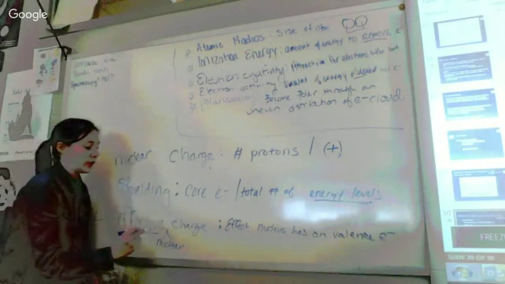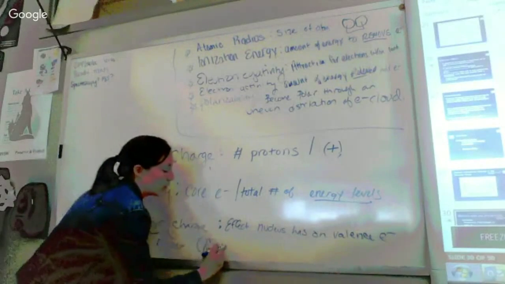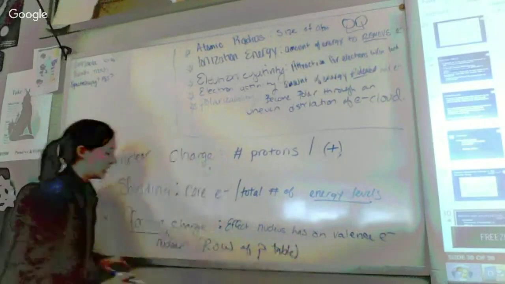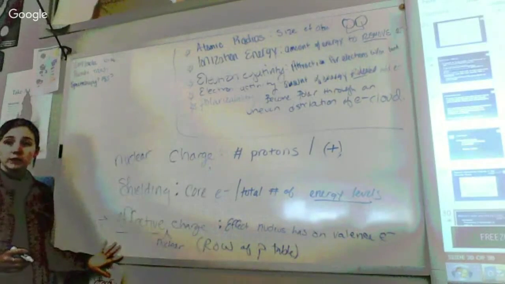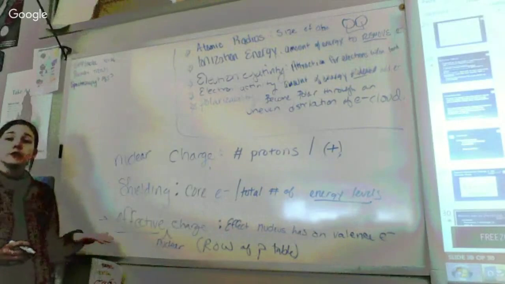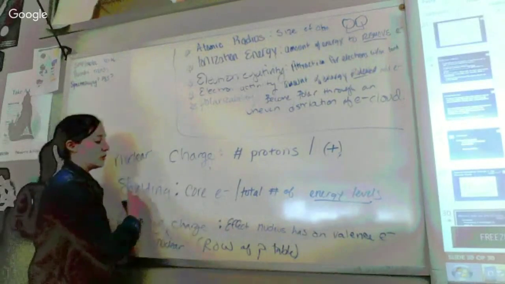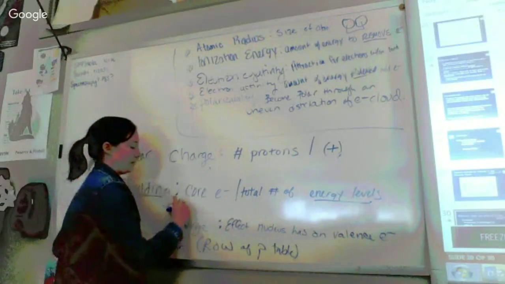So that's going to be no different. So when we're dealing with a row of the periodic table, your explanation probably needs to include the words effective nuclear charge. If you're dealing with things within the same column or different rows, you're probably going to deal with shielding.